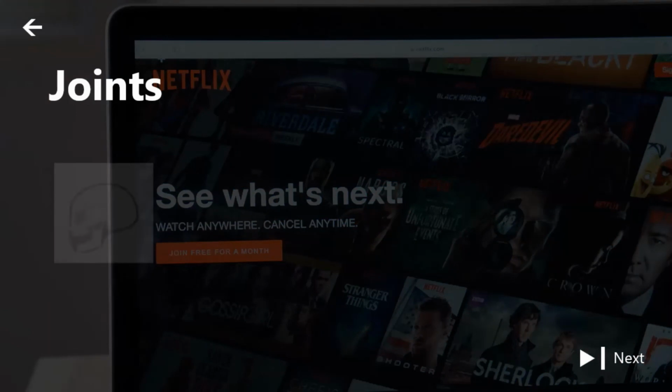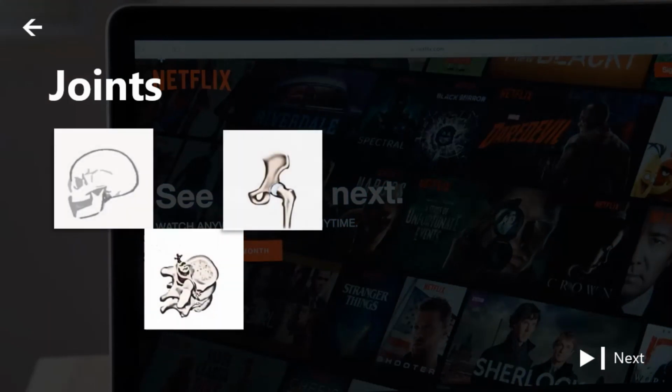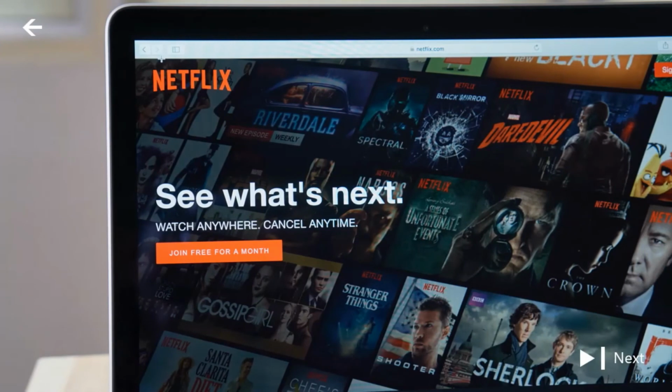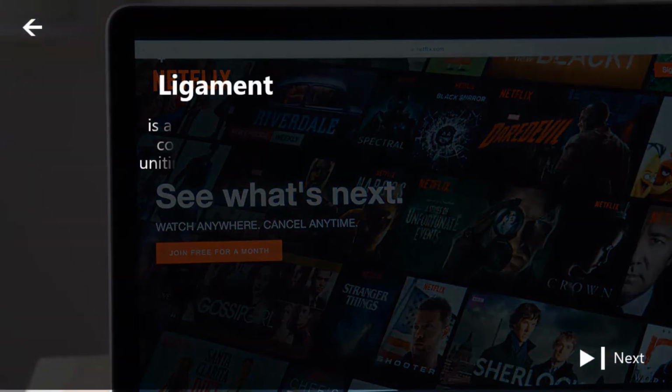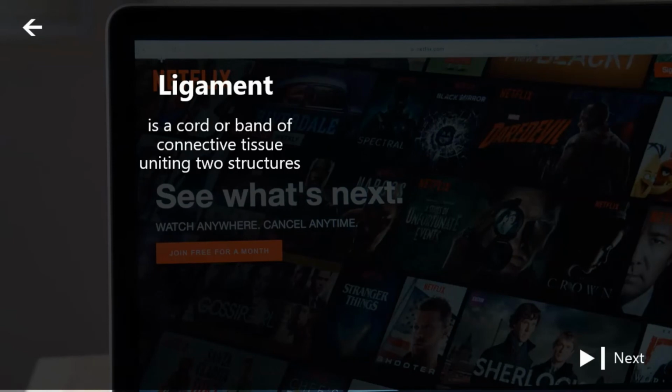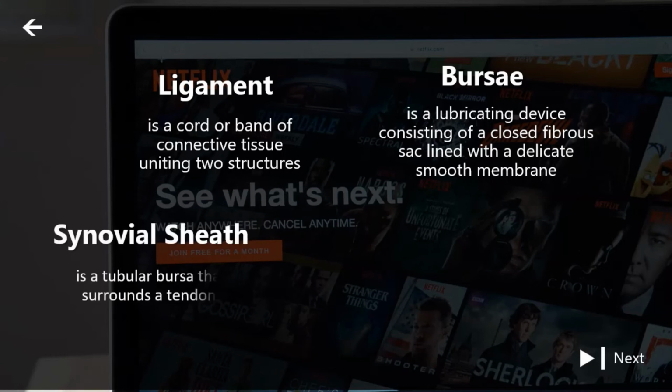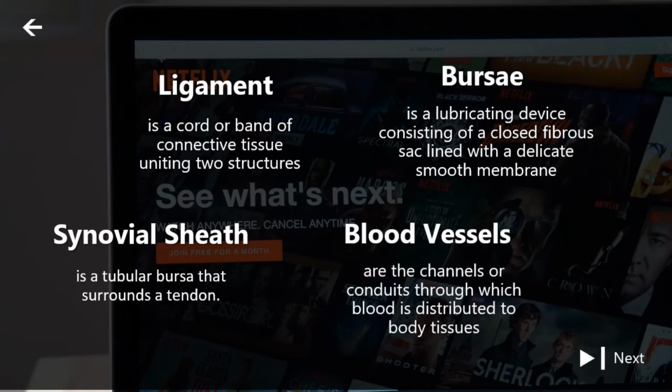So let us now proceed to the joints. There are three classifications of joints: fibrous, cartilaginous, and synovial joints. Here are some terms and their definitions. Ligament is a cord or band of connective tissue uniting two structures. Bursa is a lubricating device consisting of a closed fibrous sac lined with a delicate, smooth membrane. Synovial sheath is a tubular bursa that surrounds a tendon. Blood vessels are the channels or conduits through which blood is distributed to body tissues.